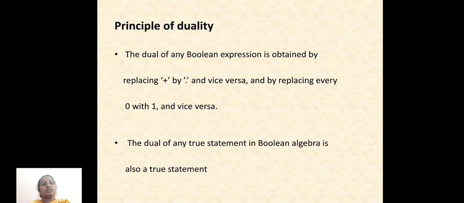Next one is called what? Principle of duality. The dual of any Boolean expression is obtained by replacing plus by multiplication and vice versa, and by replacing every 0 with 1 and vice versa. Means in any Boolean expression, plus is replaced by multiplication, multiplication is replaced by plus. That means 0 is replaced by 1, 1 is replaced by 0. Simply the equation is like this.